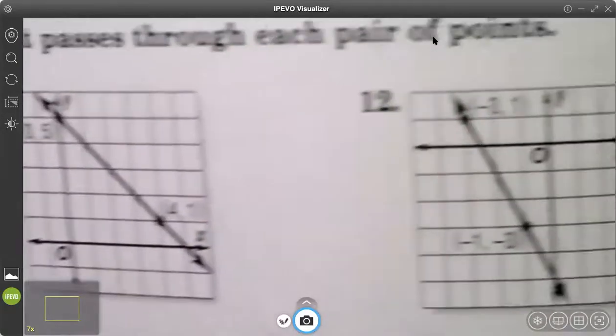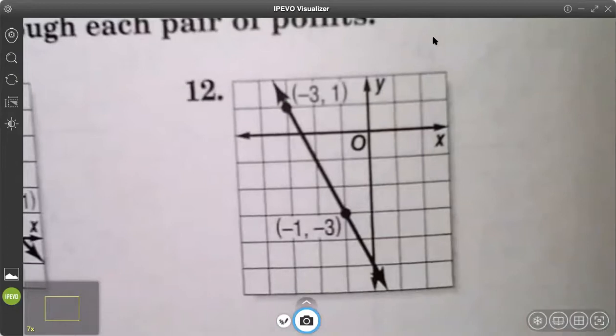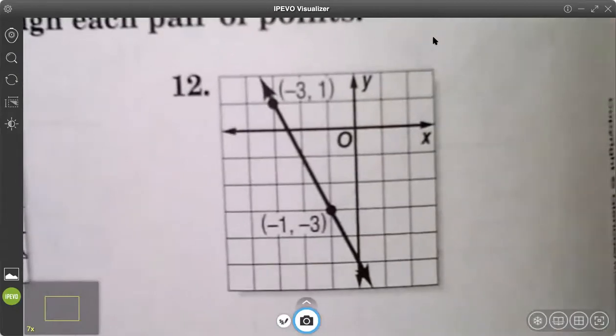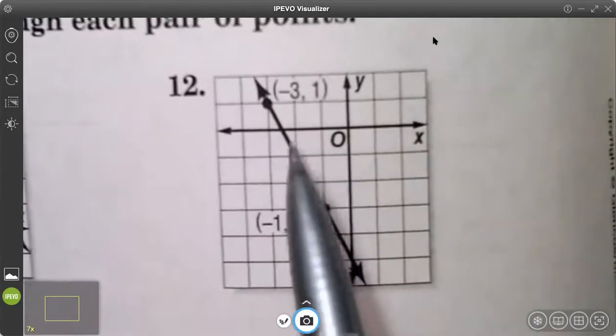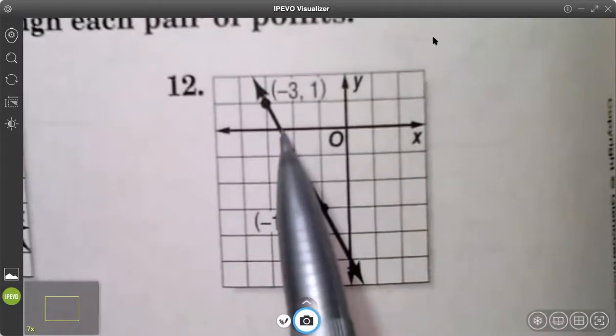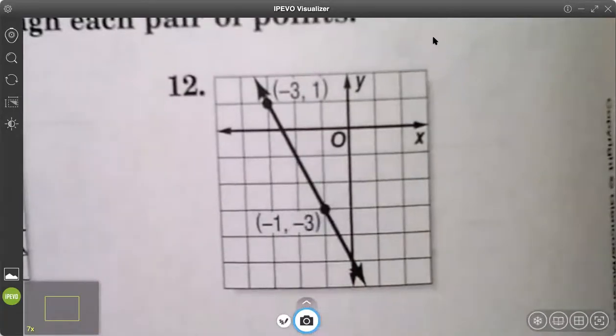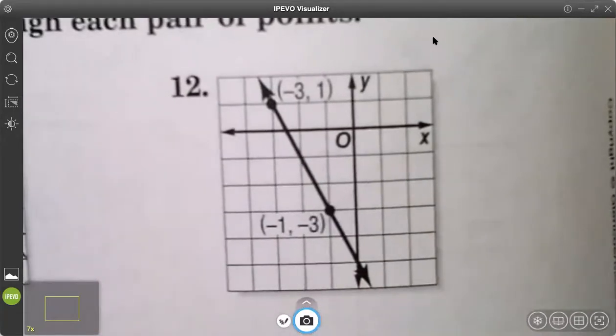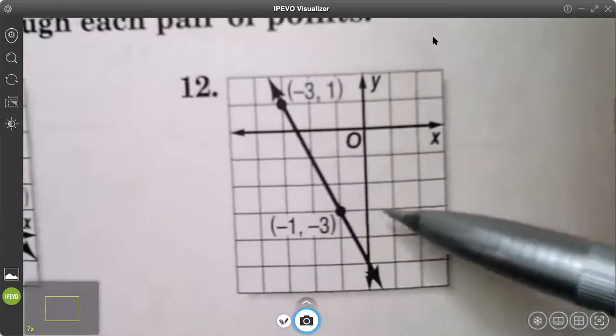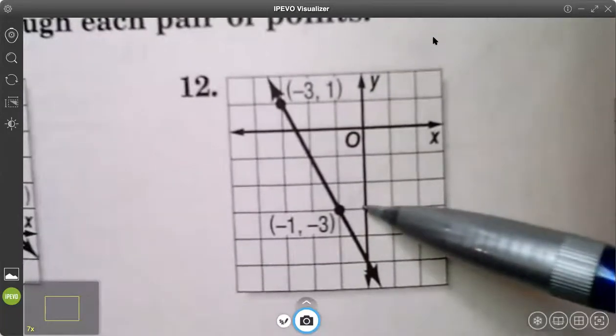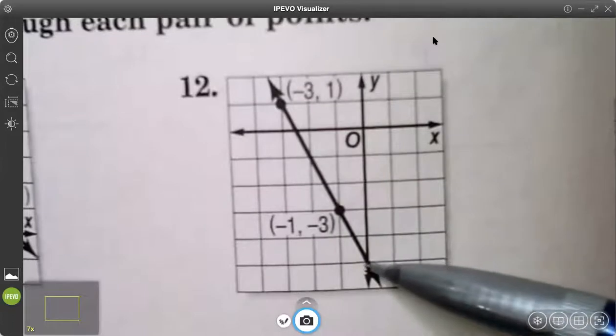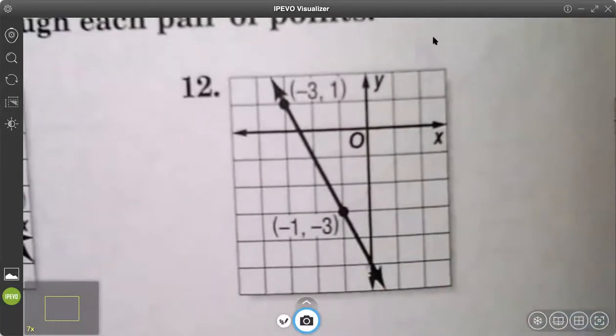And let's look at one more. What do you think the x and the y-intercept are for number 12? The x-intercept looks like it's negative 2.5 to me. What about the y-intercept? The y-intercept is negative 3, negative 4, negative 5. Your y-intercept is negative 5.